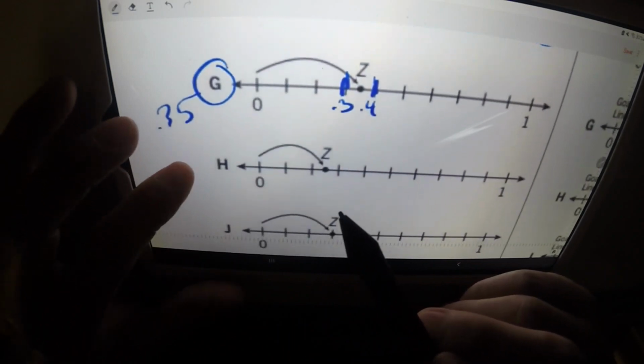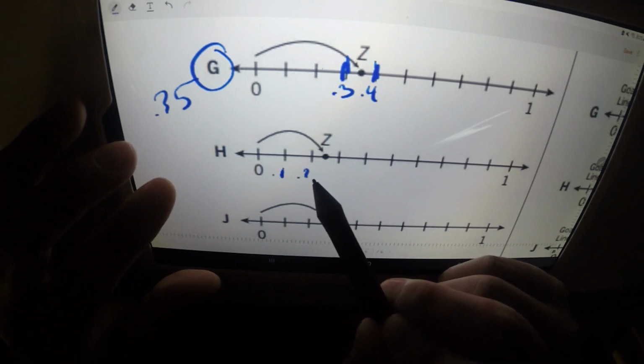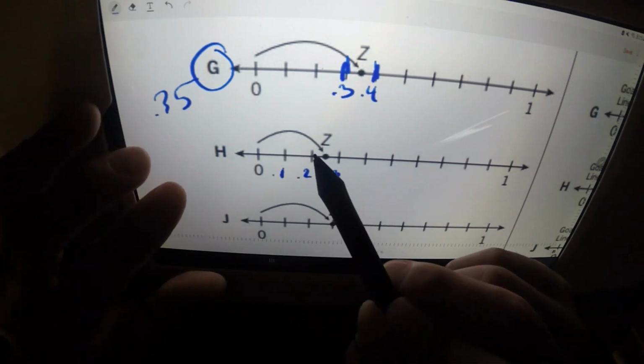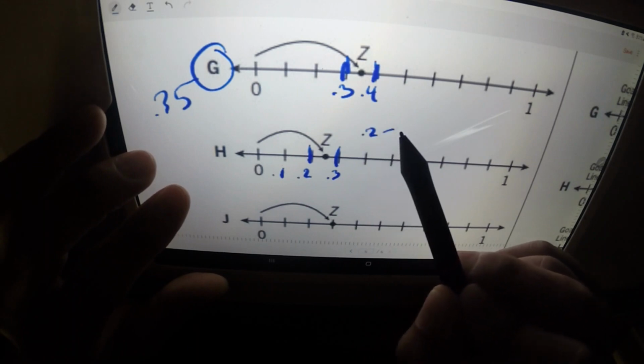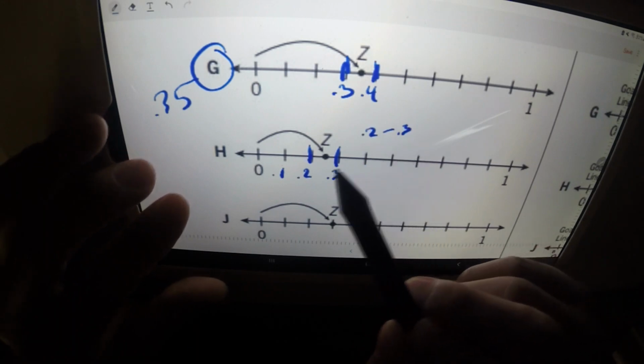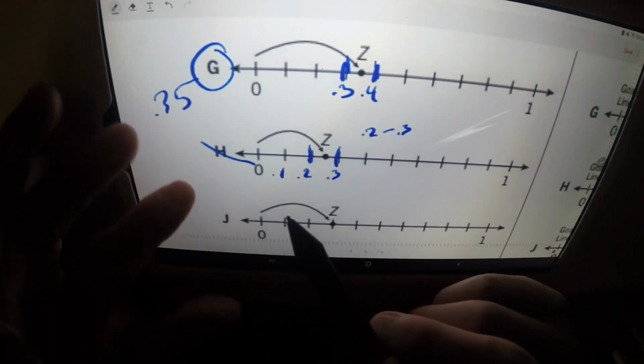This is just for the sake of exercise. Again, this is 0.1, 0.2, 0.3. Well, we can see that this mark Z is in between 0.2 and 0.3. 0.35 is not in between these numbers, so that is not the answer either.